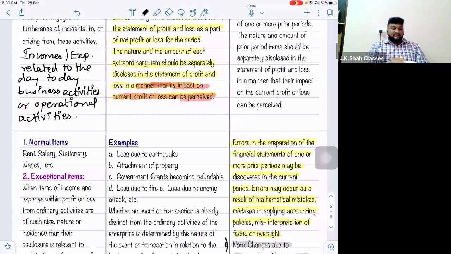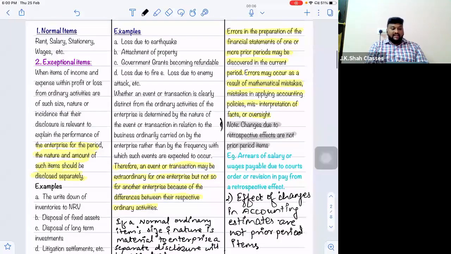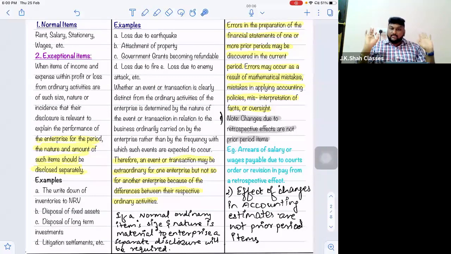Yes. First, normal items. Normal items means normal rent, salary, stationery, wages. Since it is normal, people don't have any separate disclosure or separate presentation requirements. Normal items are normally recorded in the P&L account. Right? No problem at all.